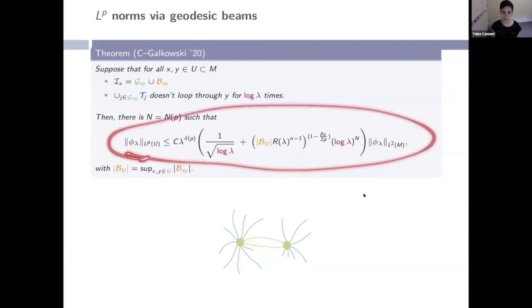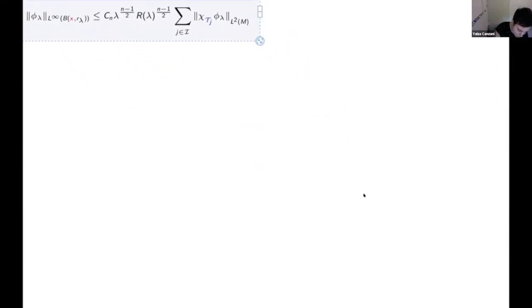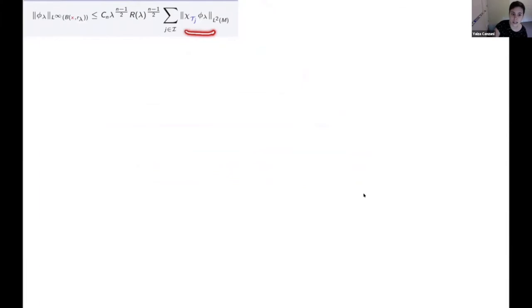So again, my plan for the rest of the talk is to give you the sketch of the proof of how one deals with LP norms. And I'm going to do this here in this blank page. What we are going to do is to control the LP norms using the estimate that we proved with Jeff about the value of a function at a point x. So remember that you can control the value of your eigenfunction at the point x by controlling the L2 masses of the beams that are leaving x.